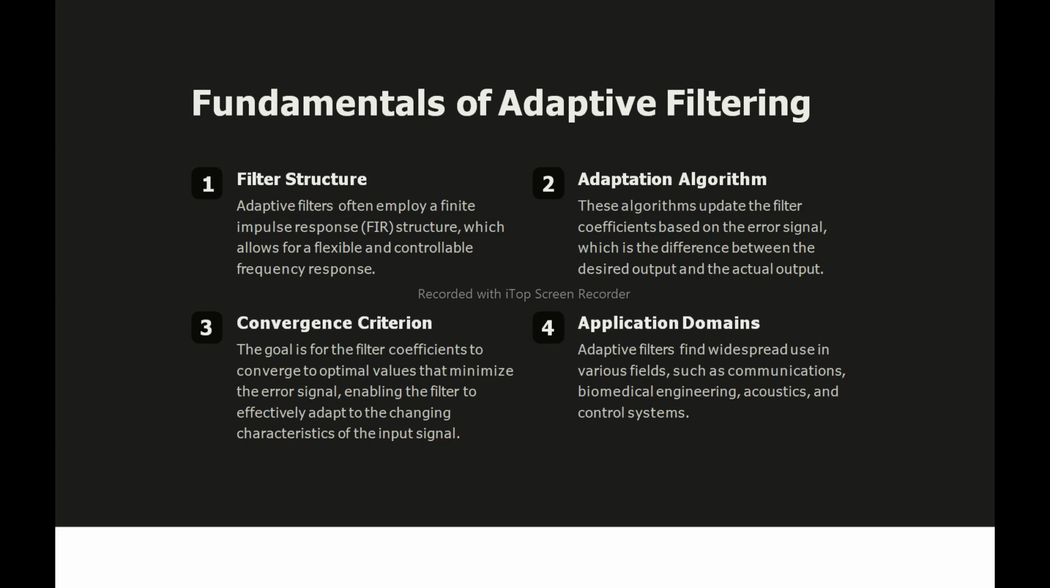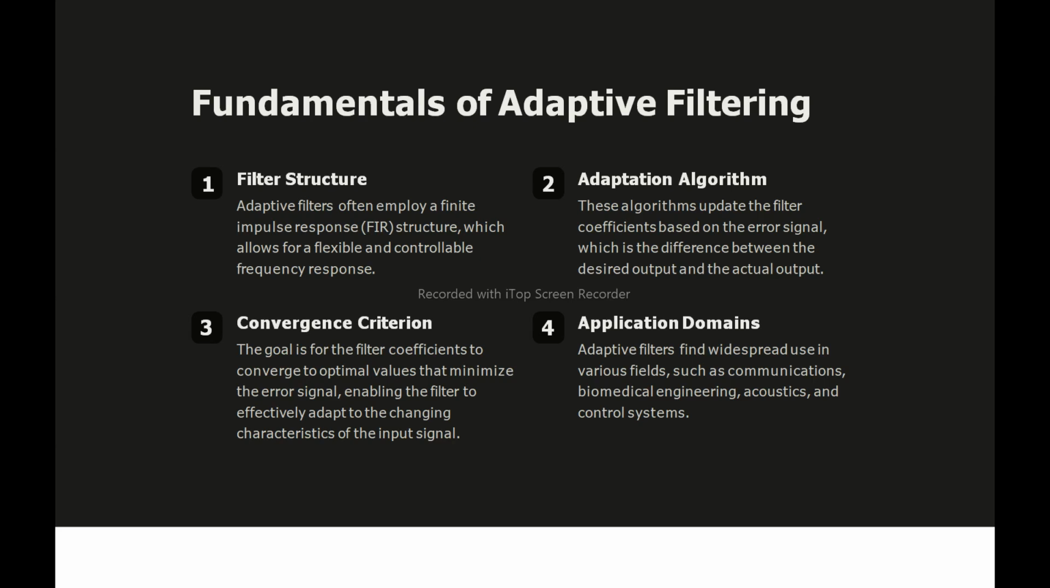Now the convergence criteria. The goal is for the filter coefficients to converge to the optimal values that minimize the error signal, enabling the filter to effectively adapt to changes in the input signal. Like when we give the signal to the adaptive filter, it will be set according to the signal we give and analyze it accordingly.